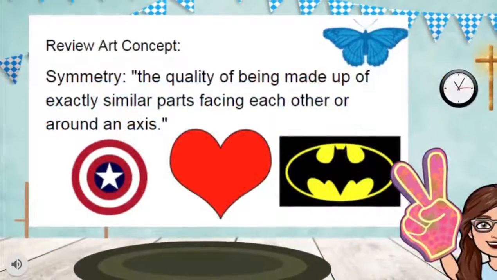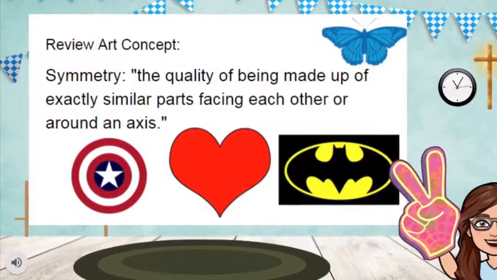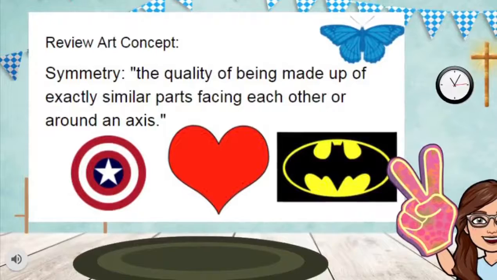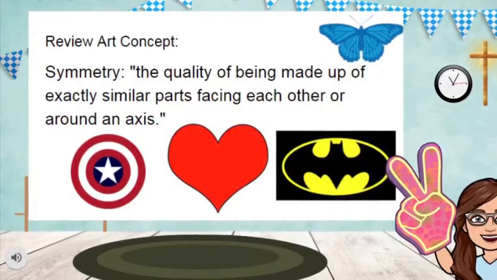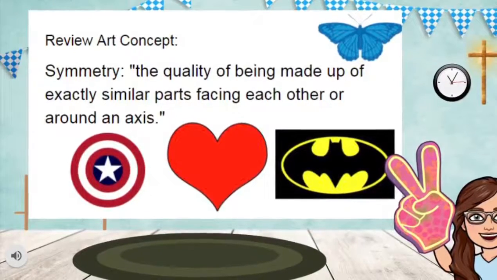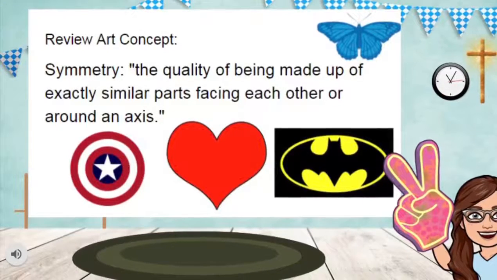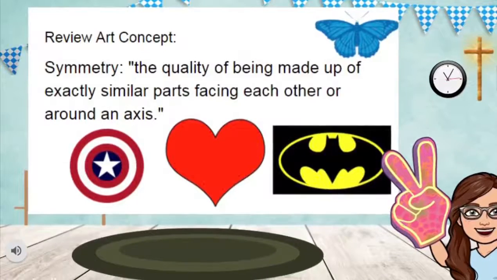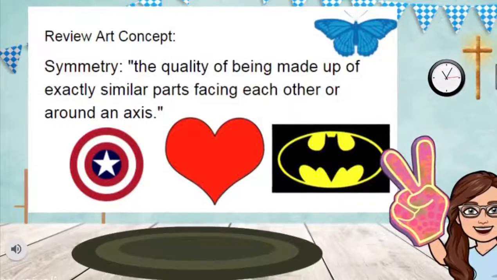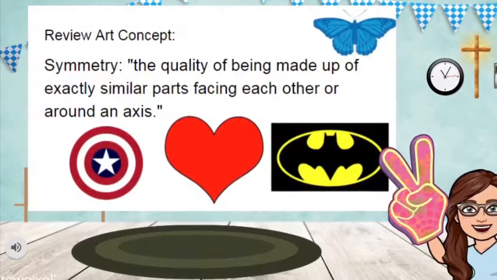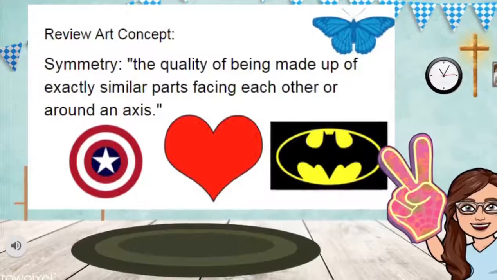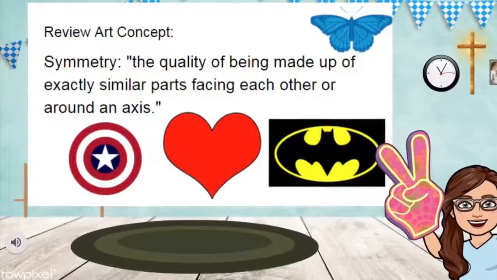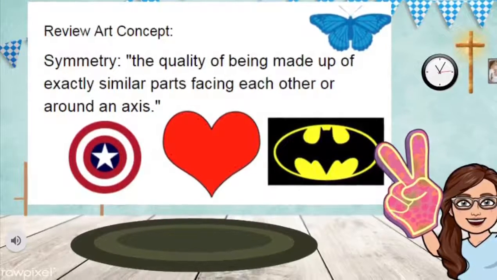Did she just say symmetrical? What in the world does that mean? You'll remember that symmetry is the quality of being made up of exactly similar parts facing each other or around an axis. This means both sides look the same. If I was to fold the paper in half, we'd be able to trace one side and it'd be exactly the same on the other. We're going to do a movement exercise where if both of our hands are pointed up in the air, we're symmetrical, but if one is pointed down, that means they're different and we're asymmetrical.